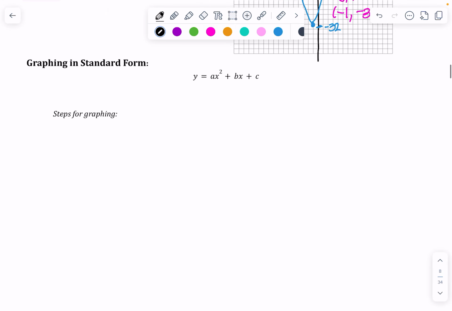We're going to go through some steps for graphing in standard form, and then we'll do a couple of examples. And once we're done with this, the only other thing that you all have left to do today is to get working on homework 3.